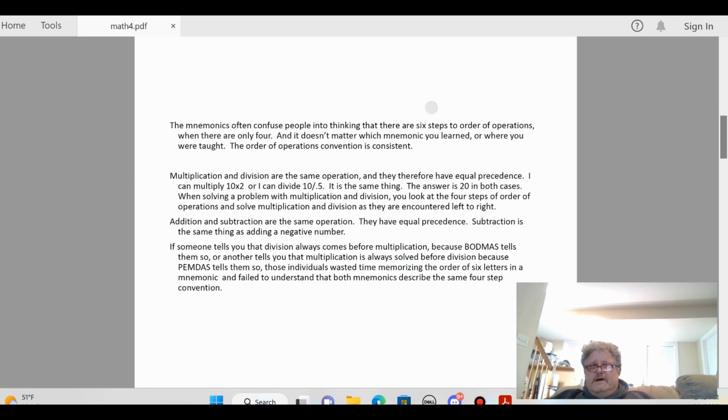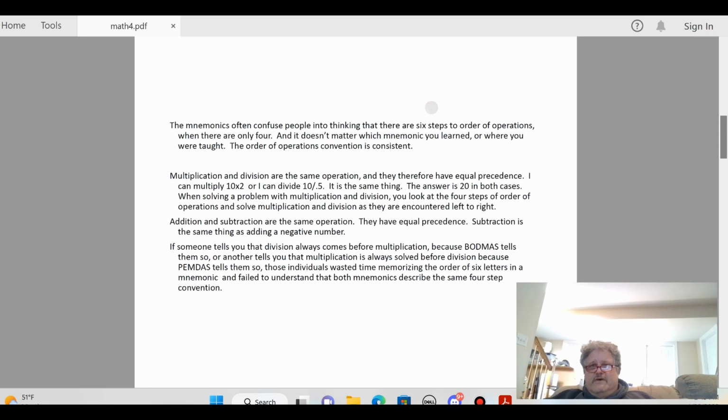So when solving a problem that has multiplication and division in it, you look at the 4 steps of order of operations, and when you get to multiplication and division, whichever one is leftmost, the first one you encounter going left to right, is the one you do first. That's the general way order of operations works, and that's true of BODMAS, BIDMAS, BEDMAS, PEMDAS, it doesn't matter.